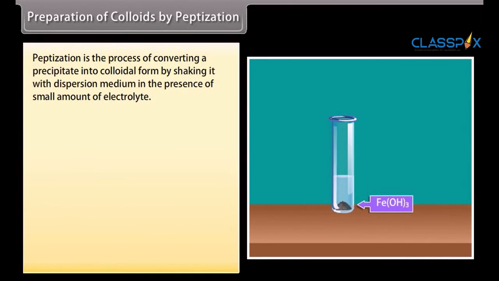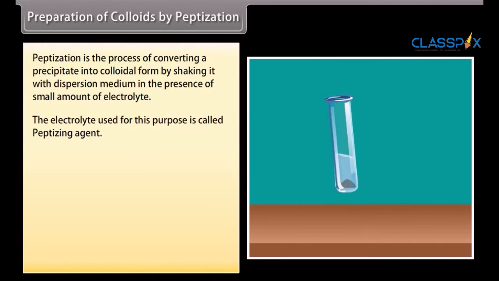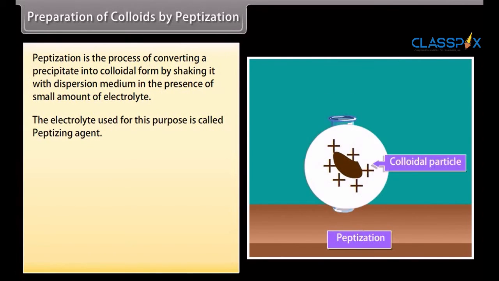Preparation of colloids by peptization. Peptization is the process of converting a precipitate into colloidal form by shaking it with dispersion medium in the presence of a small amount of electrolyte. The electrolyte used for this purpose is called a peptizing agent.